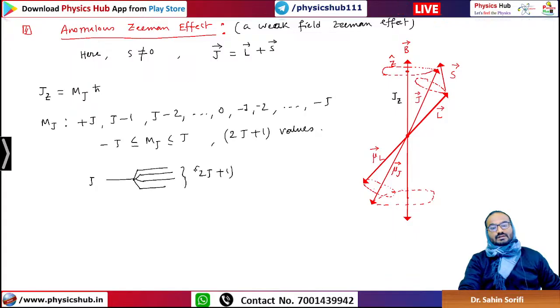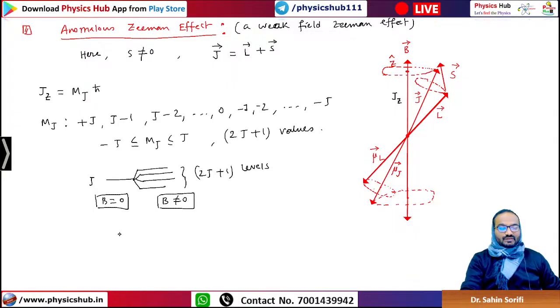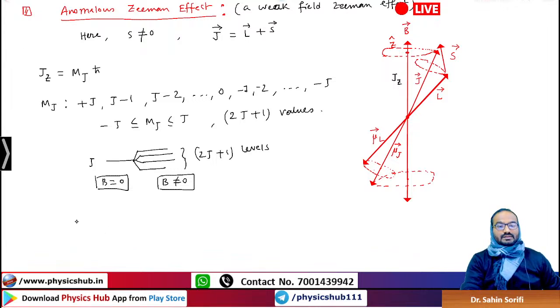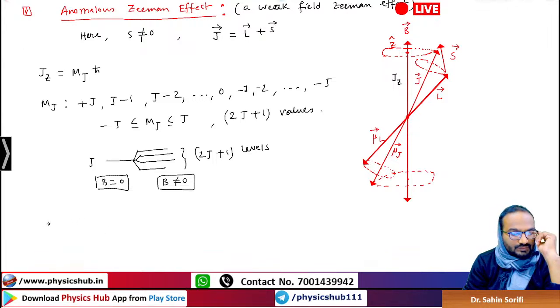2J plus 1 level. This is B equals to 0. This is B not equal to 0. Now, if you want to calculate the interaction energy, delta E here will be the separation of the Zeeman component, the Zeeman separation in terms of the energy unit. Delta E, we have told you, will be the product of the angular velocity and the Z component. We took LZ in the previous case, here we will be taking JZ.